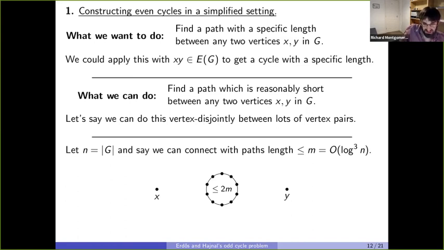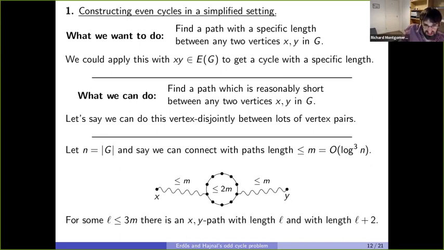And now if I take two almost opposite points on this cycle, I can connect them both to x and y with short paths again, so they have length that moves to m. And what have we done? Well, there are two paths between x and y here. So for some L, I have two routes from x to y. I can either go down on this length 4 side of the circle, or I can go up over this length 6 of the circle.